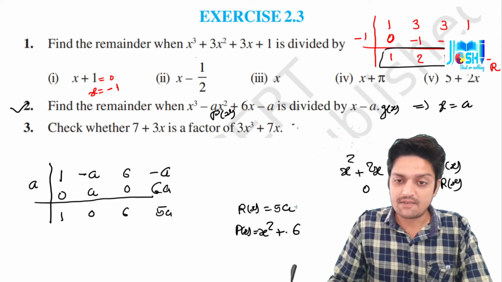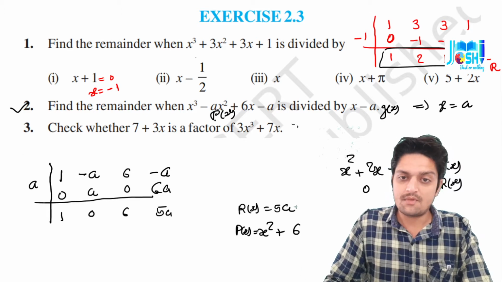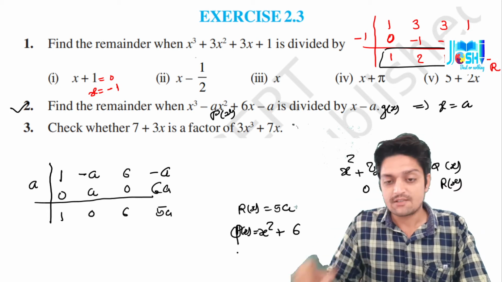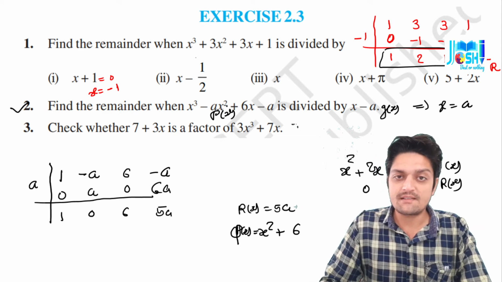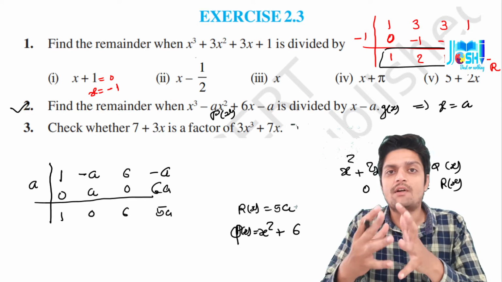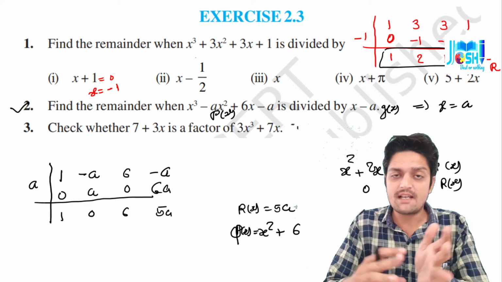Sorry, by mistake I said polynomial, this is the quotient, okay, q of x. So the quotient is x square plus 6, the remainder is 5a. The polynomial is this long, and g of x is x minus a. If you still don't know what is g of x, p of x, r of x, q of x, then you have to see my previous lectures.